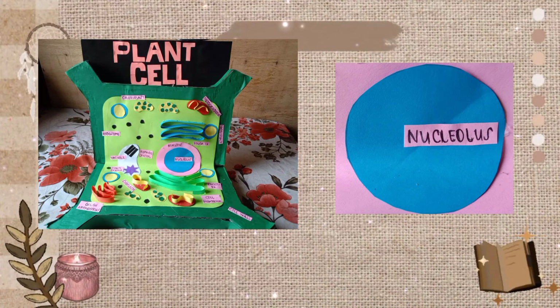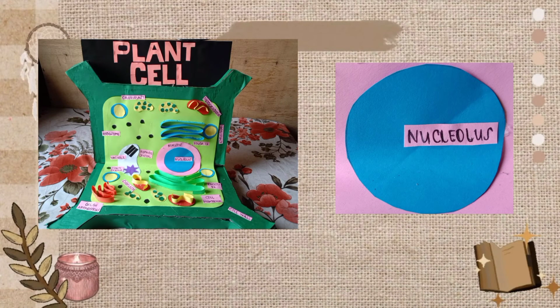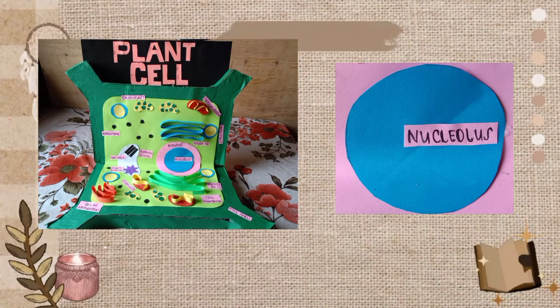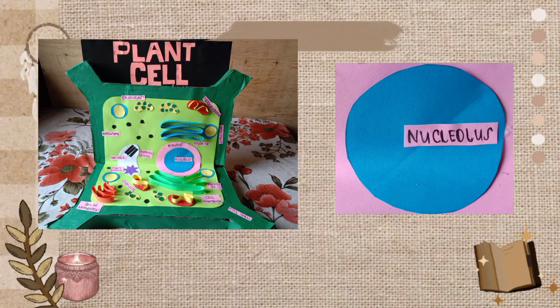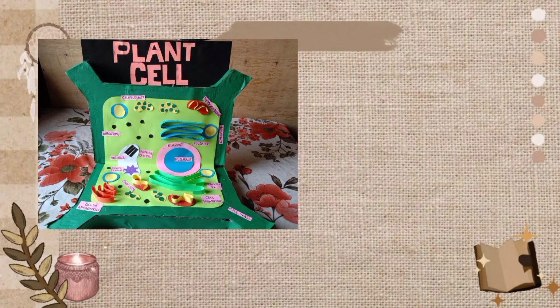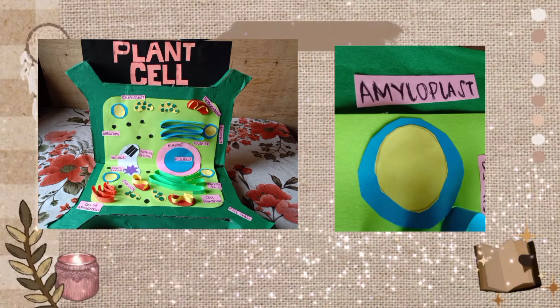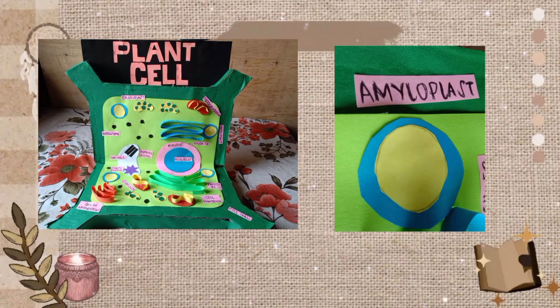Nucleolus. The nucleolus is the distinct structure present in the nucleus of eukaryotic cells. Primarily, it participates in assembling the ribosomes, alteration of transfer RNA, and sensing cellular stress. The nucleolus is composed of RNA and proteins which form around specific chromosomal regions. And last but not the least, amyloplast. Amyloplasts are plastids or organelles responsible for the storage of starch granules.